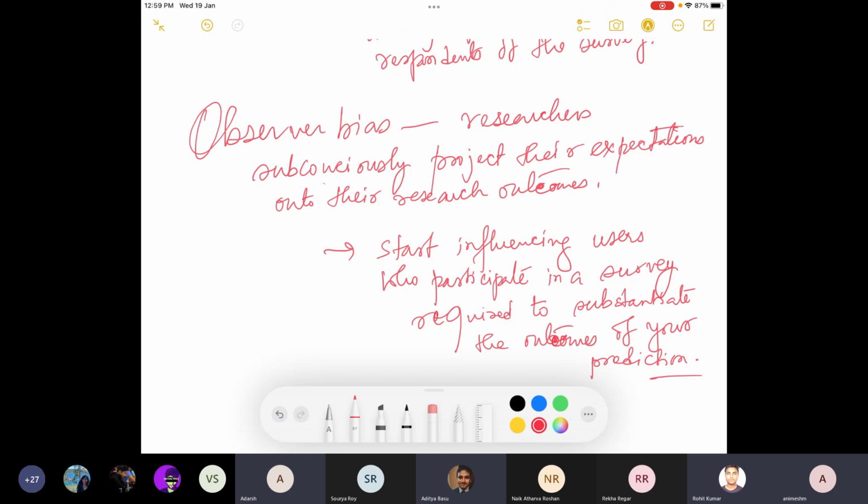Okay, so we'll stop here, and next day we'll start with fairness constraints. Any questions?